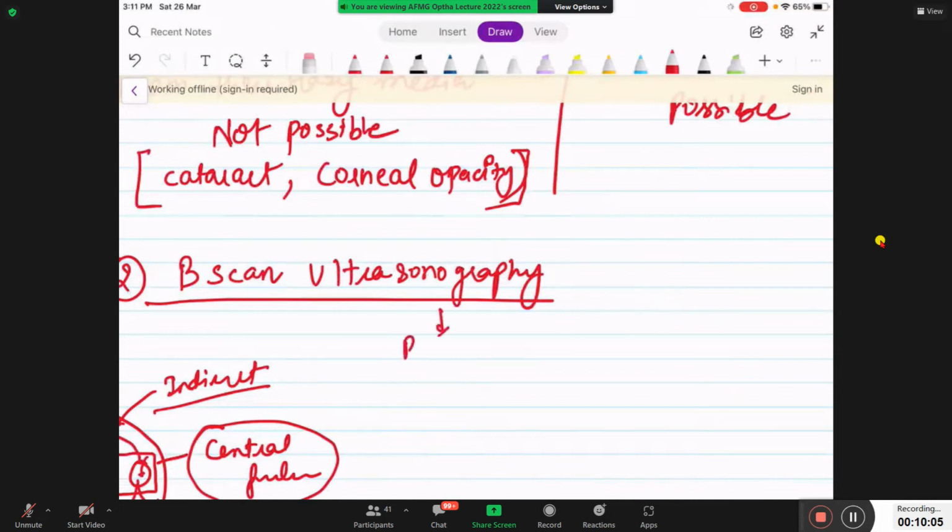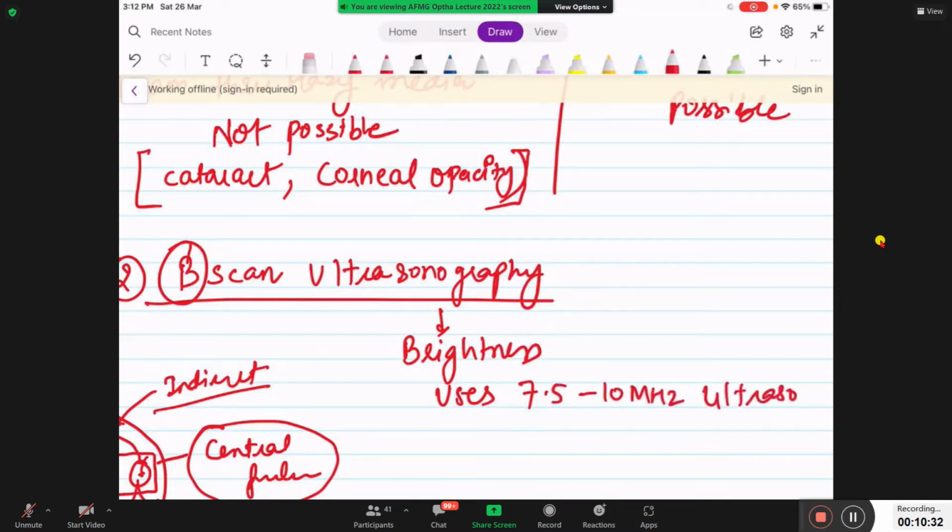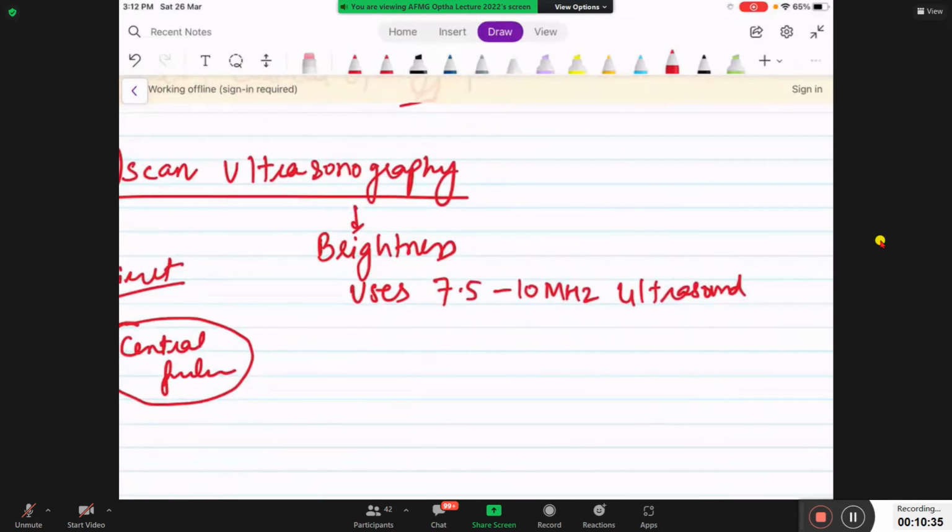Write down, B stands for brightness. B-scan ultrasonography also has a probe. Like we have in ultrasound, we have a probe, right? So there is a probe which uses 7.5 to 10 megahertz ultrasound waves for fundus examination.